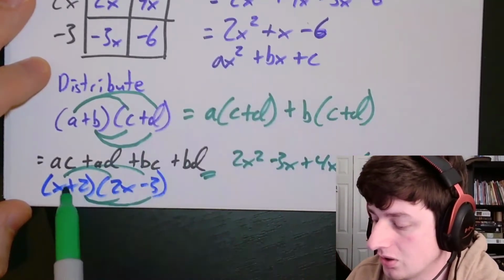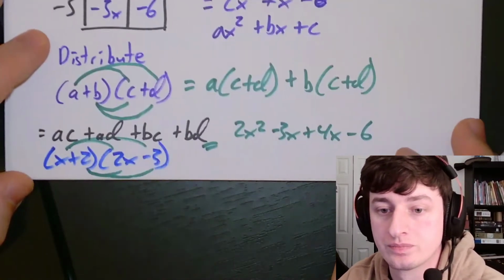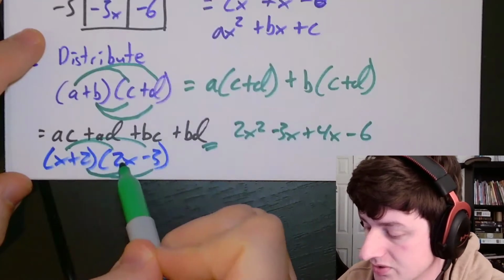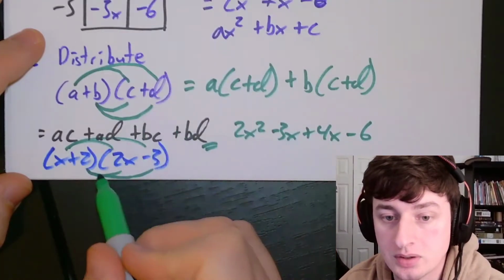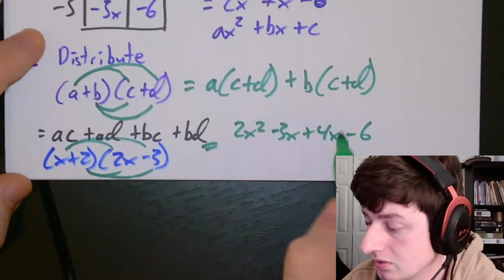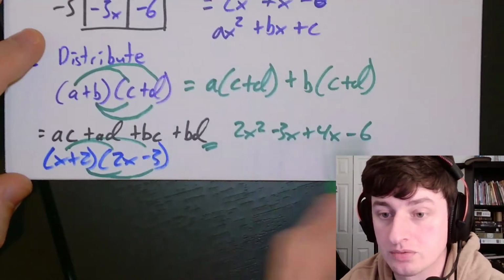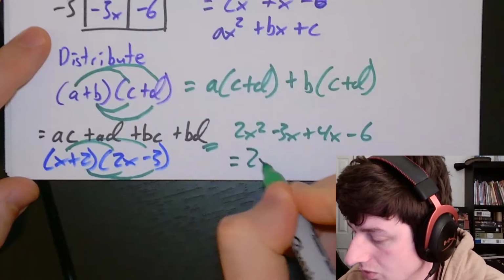So I'm just using the arcs to do the multiplication in my head. So x times 2x is 2x squared. X times -3, -3x. 2 times 2x, plus 4x. 2 times -3, -6. So we haven't lost anything. We've kept all the information. And this just simplifies to what we had before.